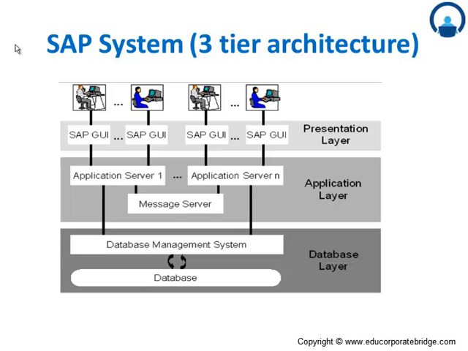Now next is the application layer. Application layer consists of one or more application servers and message servers. Next is the database layer. Database layer comprises a central database system. It has two components. One is the database and the other is the DBMS.